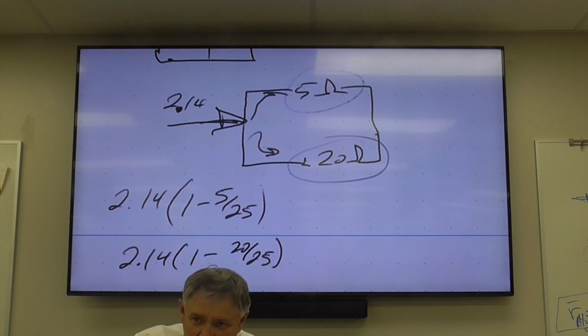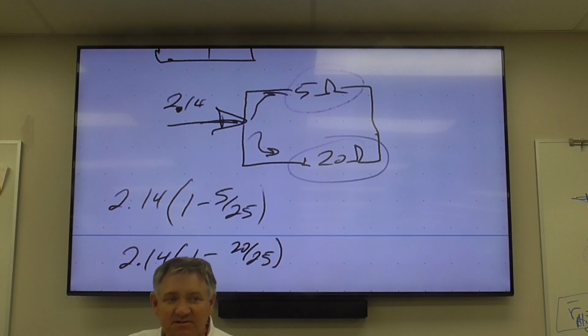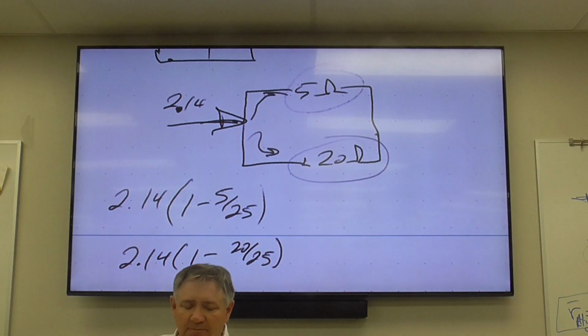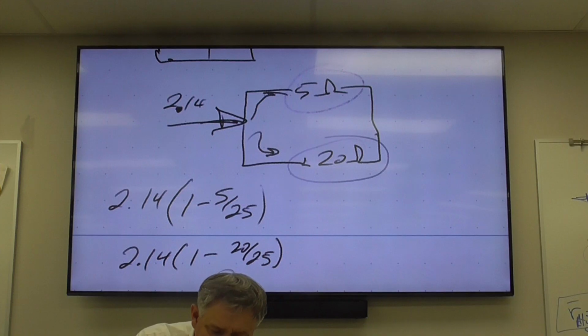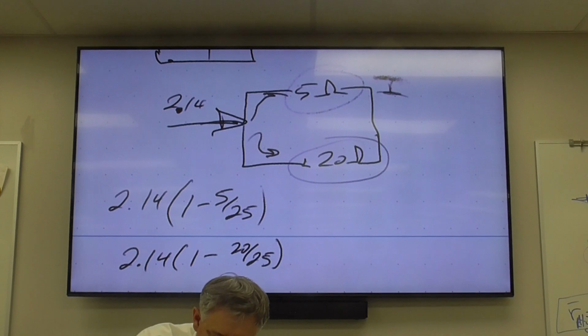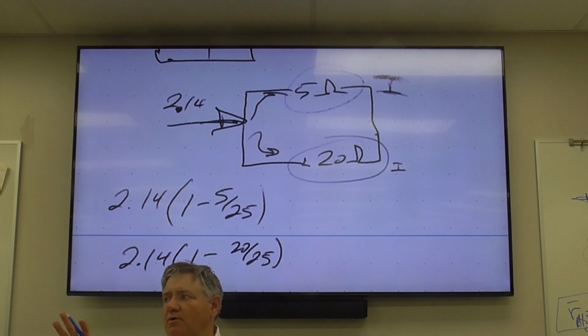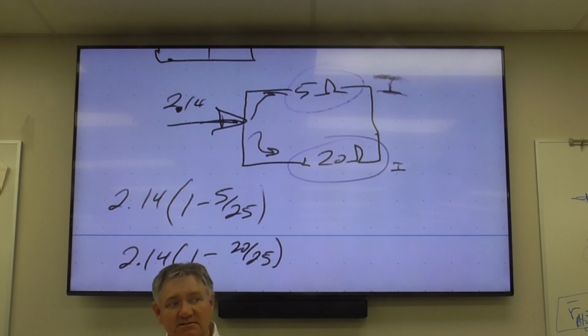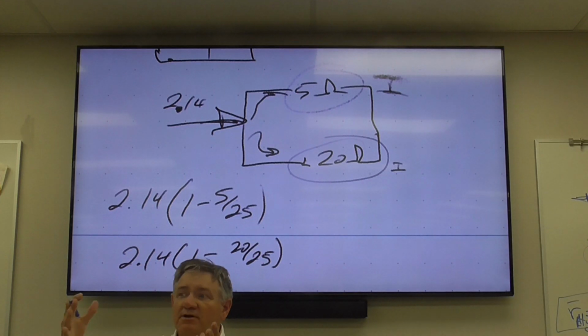The 5. Why? It has the least resistance. It's going to be easier for the electricity to flow through the 5 ohm. So I know that the current going through that one is going to be bigger than the current going through the 20 ohm. Now, it's going to work out as a ratio. So here's what I do.